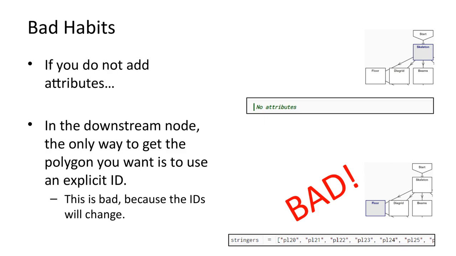The bad habit focuses on communication between nodes using explicit entity IDs. The polylines created by upstream nodes will all have specific entity IDs. The downstream node could therefore explicitly use those IDs. In this example, the stringers variable has been set to a list of explicit IDs. This will work in this case. But as soon as some changes are made to the model, the IDs are likely to change, which will result in bugs and errors. So you should try to avoid using explicit IDs in your code.